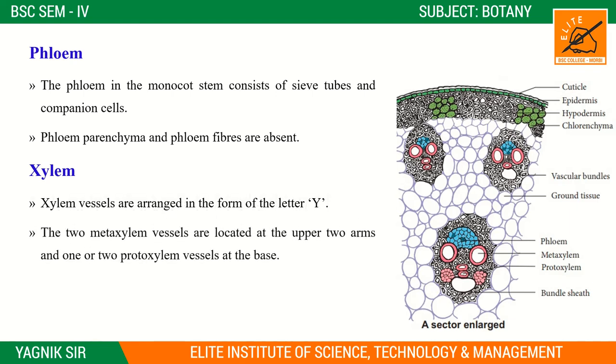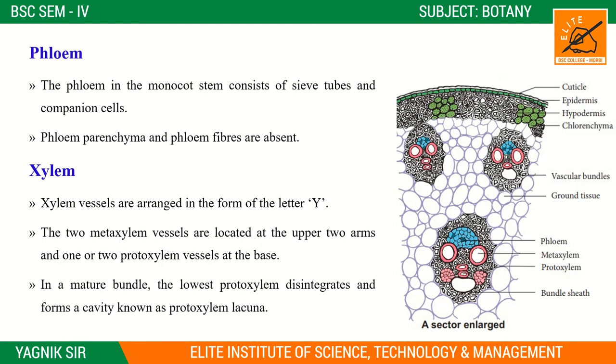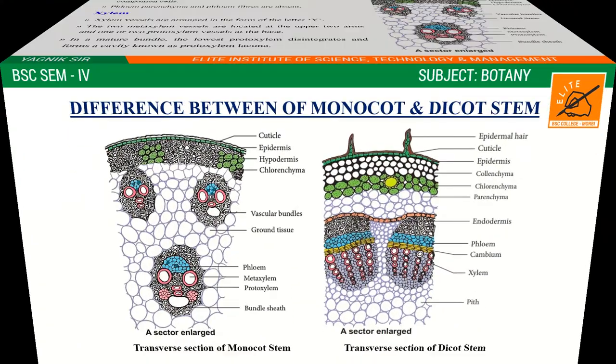So the two metaxylem vessels are located at the upper two arms and one or two protoxylem vessels at the base. એટલે બે ઉપર હશે બે નીચે હશે. તો એ જે અરેન્જમેન્ટ છે એ વાય શેપની અંદર ગોઠવાયેલી હોય છે. In the mature bundles, the lowest protoxylem disintegrates and forms a cavity known as the protoxylem lacuna. જે પ્રોટોઝાઇલમ હશે એની અંદર આપણને કેવિટી જેવું સ્ટ્રક્ચર જોવા મળે, જેને આપણે શું કહેશું, પ્રોટોઝાઇલમ લેક્યુના.